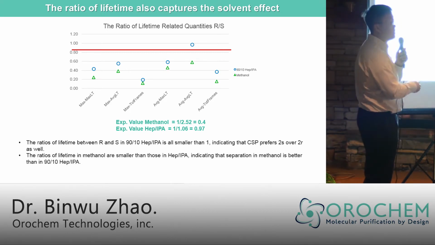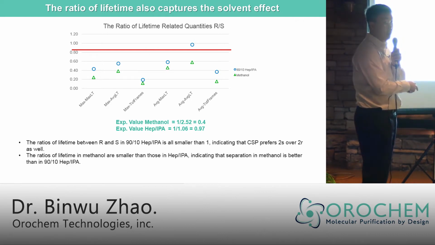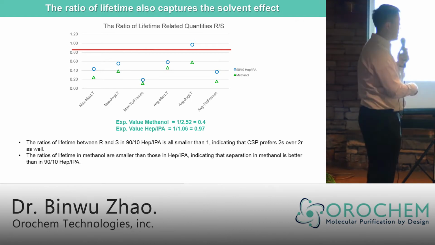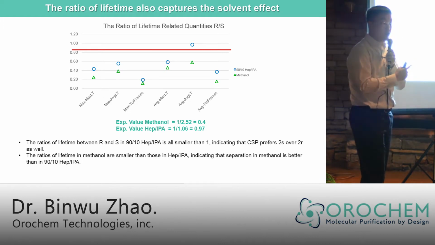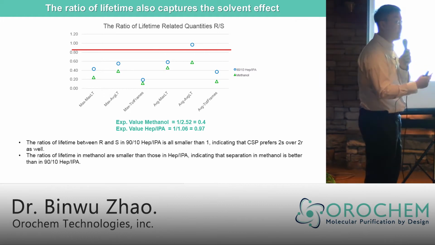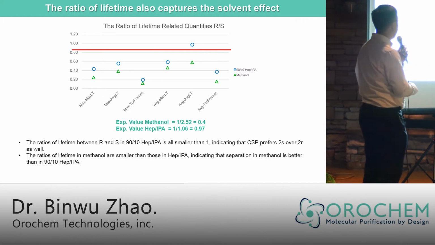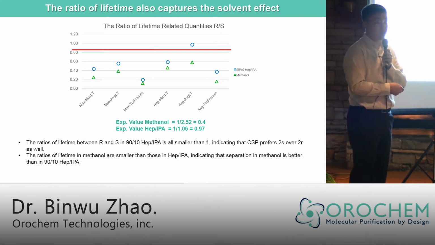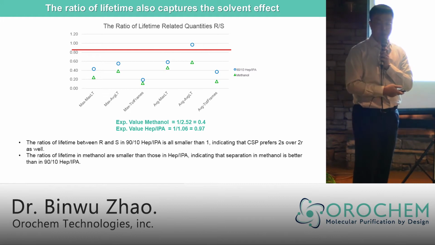So all of the properties of hydrogen bonds that we look at correlate well with what is observed in the experiments. So we capture the elution order, and we capture the solvent effects based on the lifetime analysis of hydrogen bonds between CSP and drug. Then we take one step further. We want to know why the solvents are changing the conformation of CSPs.